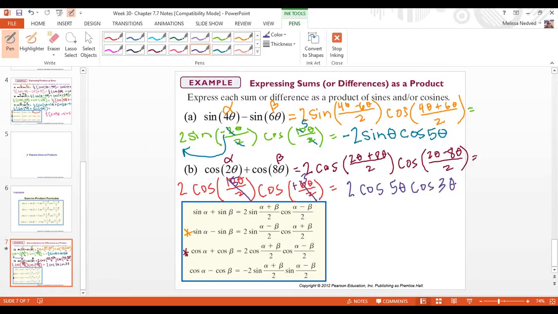So again, we didn't do a whole lot with working with these in terms of using them in an identity. That's something that's a little bit higher level. At this stage, I just want you to be able to practice converting from one to the other: differences to products, or sums to products, and then products to sums or differences.